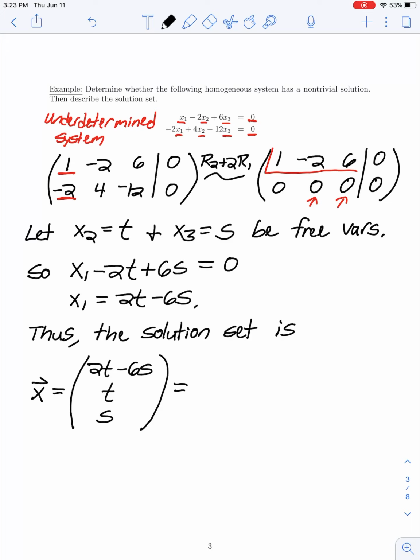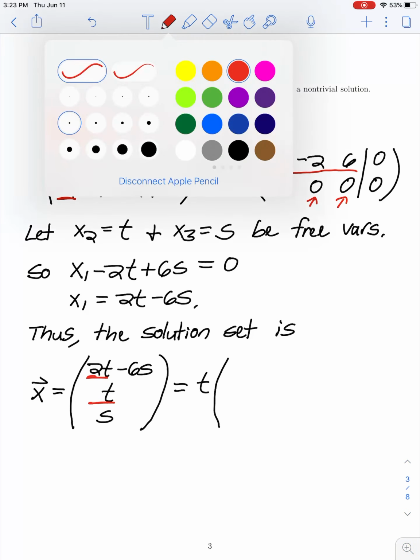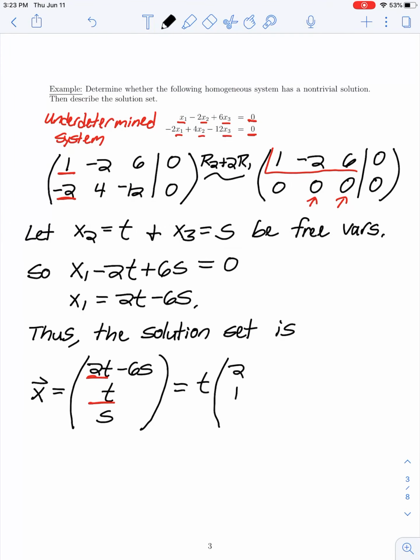which we could split in the following way. If we were to factor this vector into two parts, one vector corresponding to the coefficients of t and one corresponding to the coefficients of s, we could rewrite it in the following way. So if we pull out a t from each term, let's look at the coefficients of t. We had a 2t, 1t, and then there was no t in our third component. So I could write this as t times 2, 1, 0.